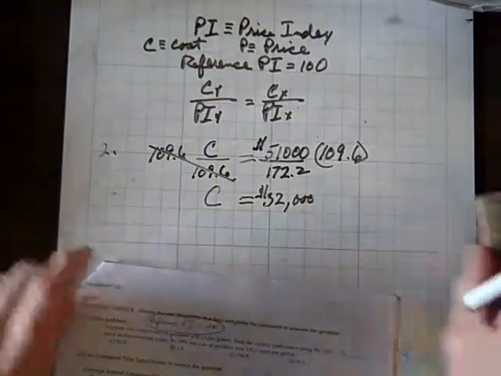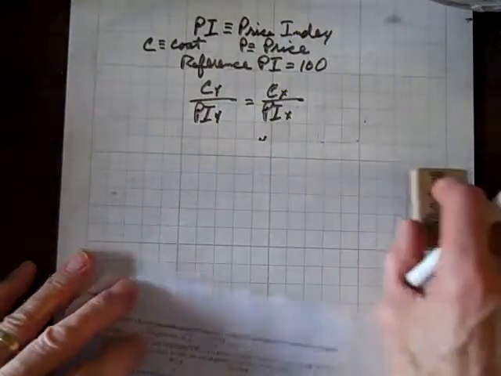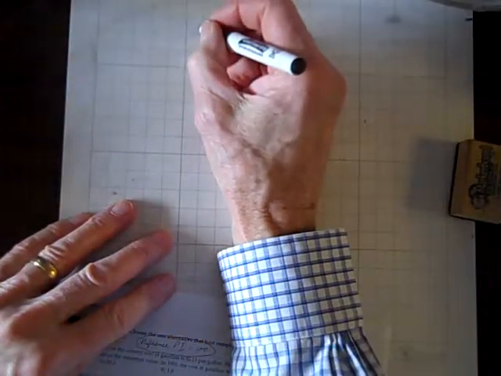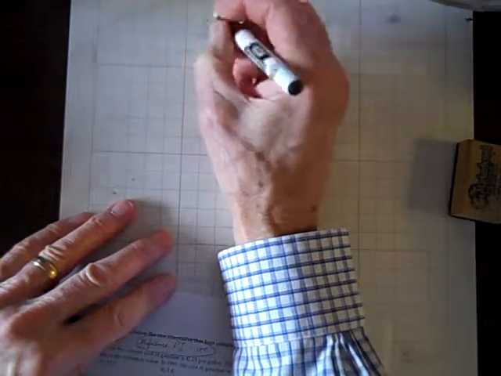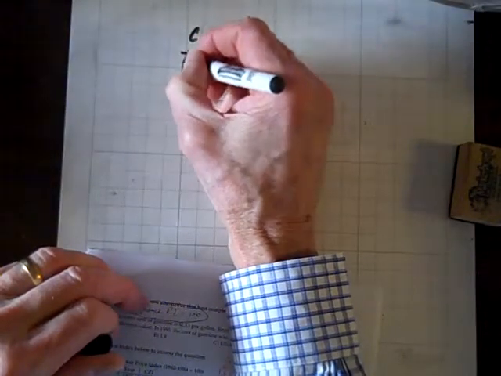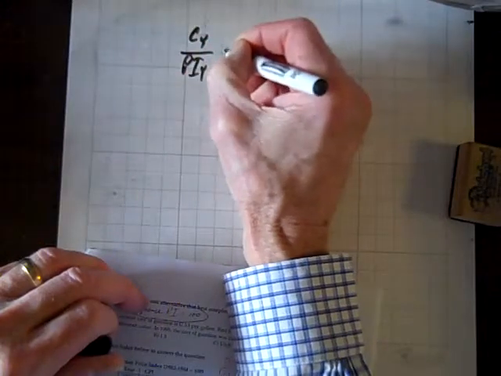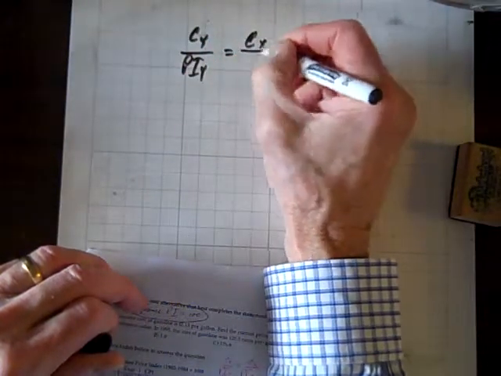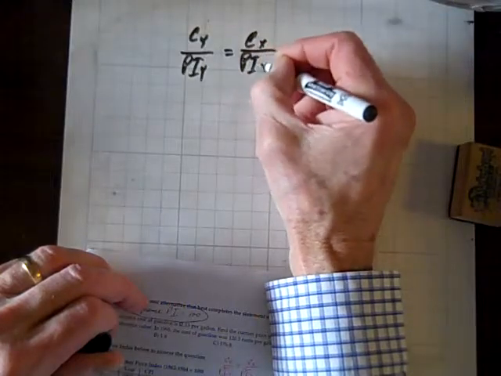So now, let's go on to number 3. Let me make note, when we need it, let's use a different pen. Excuse me. Here we go, I had to change pens. So C sub y over PI sub y equals C sub x over PI sub x.